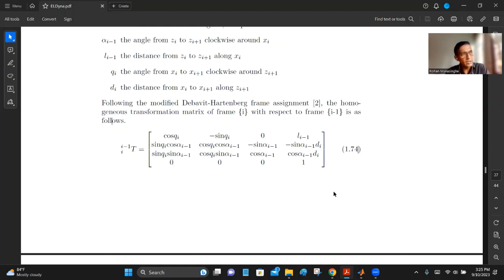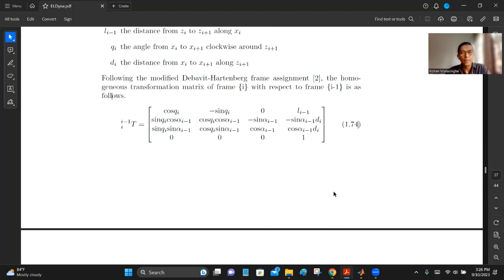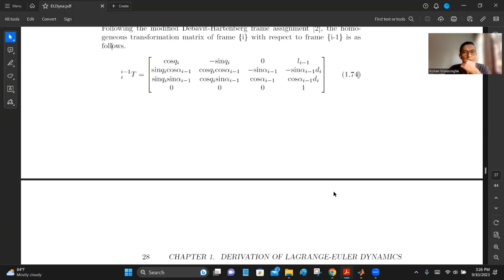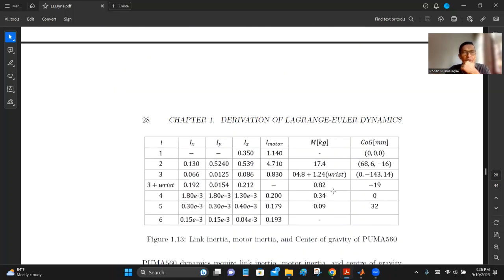Now, in the standard DH parameter case, this matrix is different. So when you read a reference in robotics, particularly if you find these DH tables and homogeneous transformation matrices, be sure to check which DH convention they use, whether it's standard DH or modified DH.